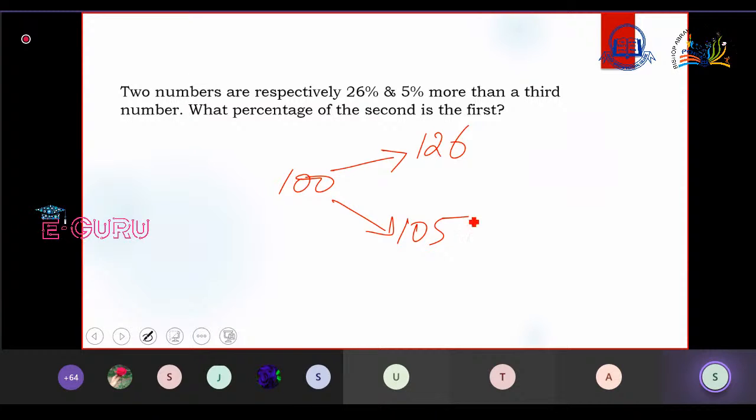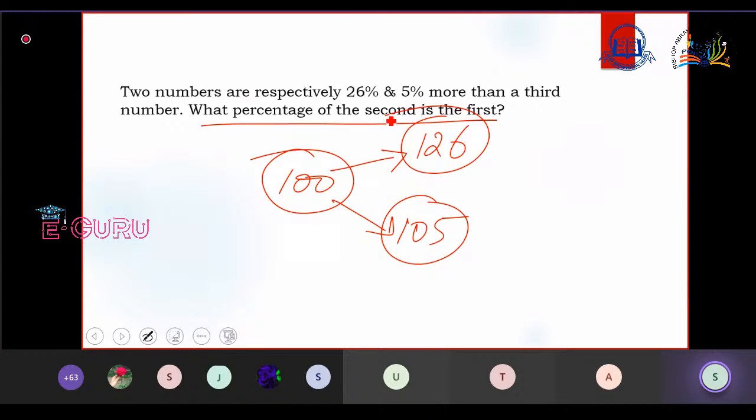Clear? Based on the third number, the other two numbers' relationship is made. So we will fix the third number as 100, then the first number will be 126 and the second number will be 105. So we need to find out what percentage of the second is the first. So the second number is this one, the first number is this one. We need to find out what percentage of the second is the first. That means 126 is what percentage of 105.